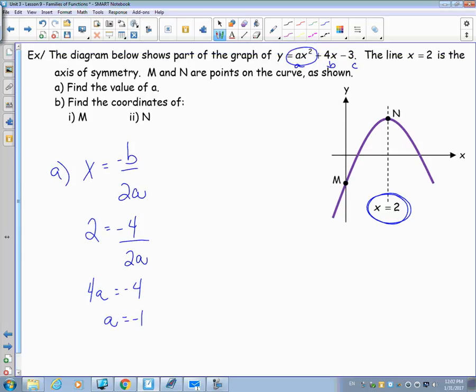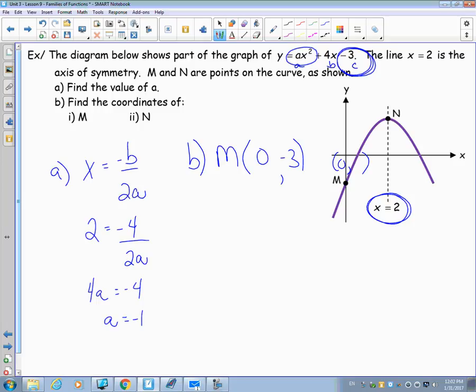Okay, for part B, I want to find the coordinates of m and n. M is kind of nice, because m is a y-intercept. The thing we know about y-intercepts is x is always 0. So if I were to put 0 into my equation for the x's, I'll be left with just the negative 3, which hopefully remember is also called our y-intercept. So 0 and negative 3.